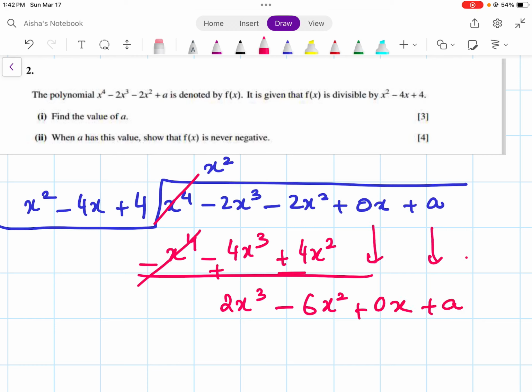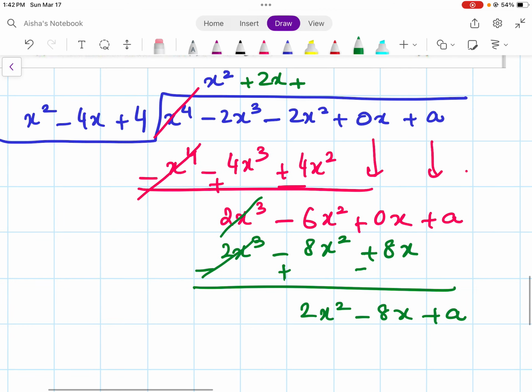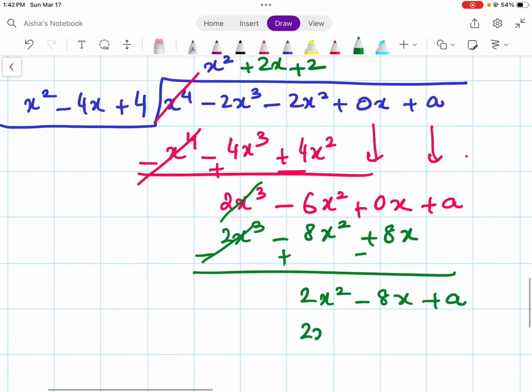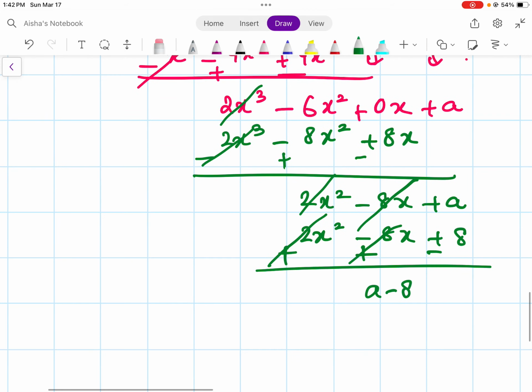I just copied these two down. Now let's multiply it with plus 2x. 2x cube minus 8x square plus 8x. Changing signs gives you 2x square minus 8x plus a. Plus 2x square minus 8x plus 8. Same concept as the previous question. A minus 8 is what we're left with. So a minus 8 equals 0 because there is no remainder. So the value of a will become 8. Does it make sense? Right.